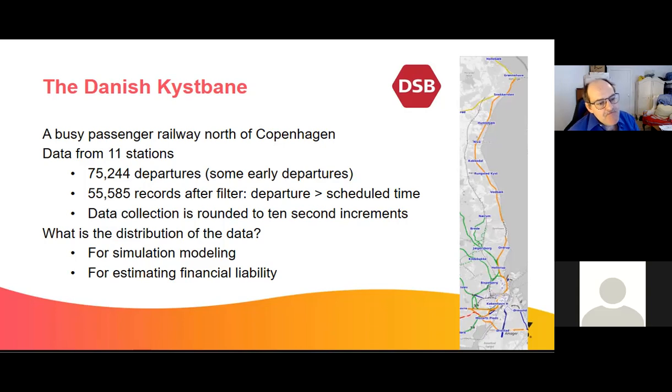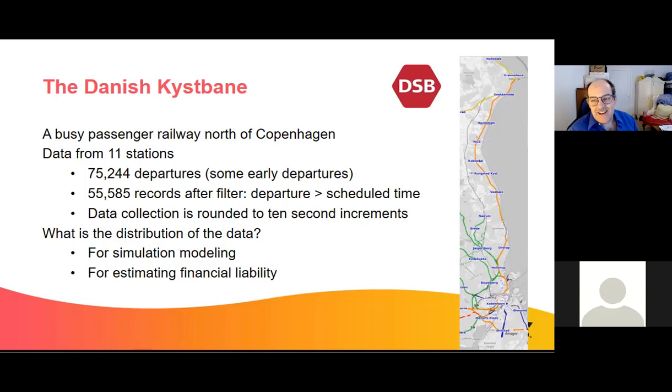And in that data, we have 75,000 individual time-stamped departures from stations. And some of those departures are early. There is actually quite a lot. A lot of trains leave early. Maybe you already knew that, but a lot of trains leave early on the Kystbane, especially at intermediate stations.